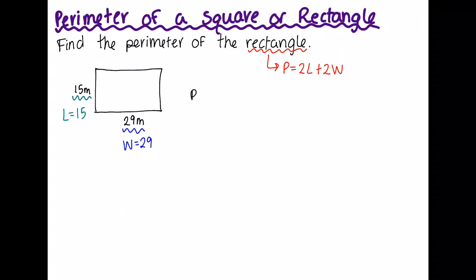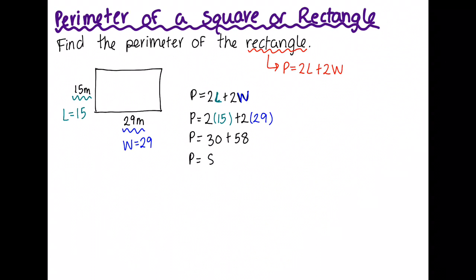So I'm going to use the formula P is equal to 2L plus 2W, and I'm just going to plug in length and width to it. So I'm plugging in W here, and I'm plugging in L here. So P is equal to 2 times, we said the length is 15, plus 2 times, and then the width was 29. So the perimeter is going to be equal to 30 plus 58. The perimeter is going to be equal to 88.